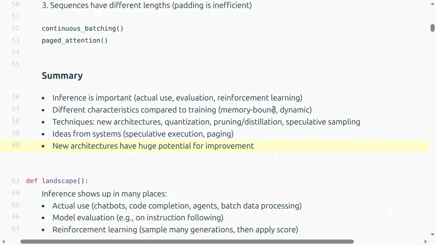Okay, so I will stop there. And next class, Tatsu will return and talk about scaling laws part 2.